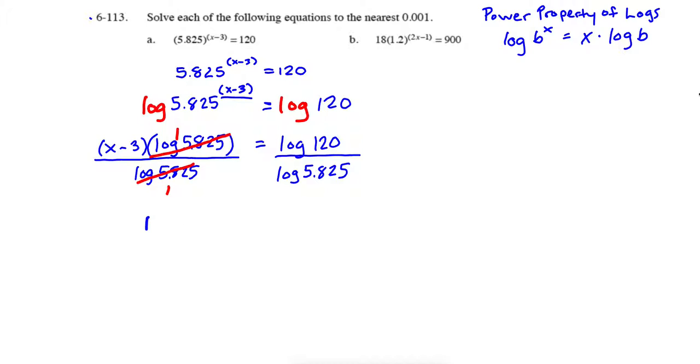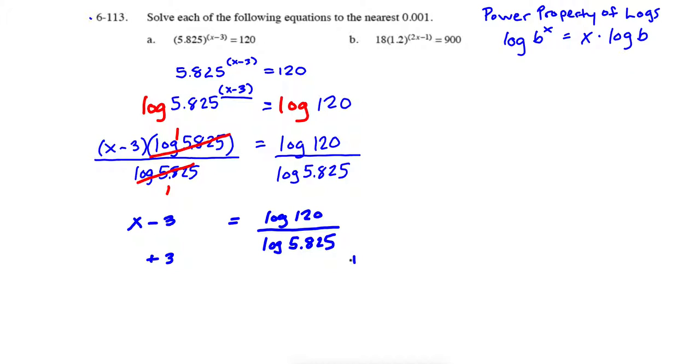And we're left with our quantity of x minus 3, which should equal the log of 120 divided by the log of 5 and 825 thousandths. Now to get x by itself here, I'm going to end up adding 3 to each side.